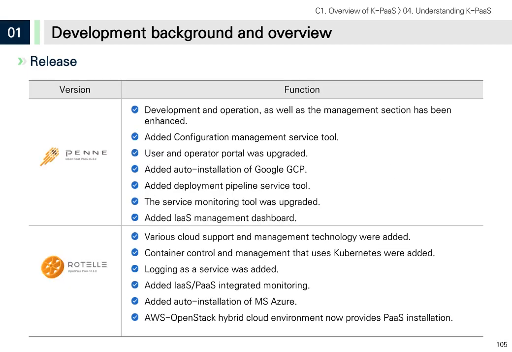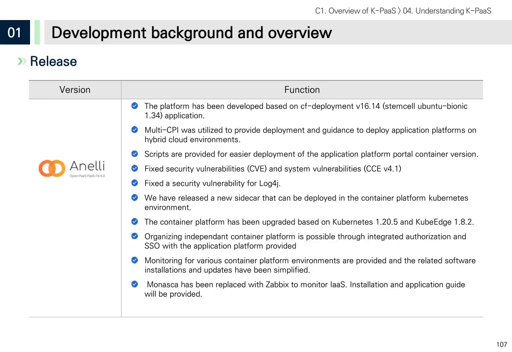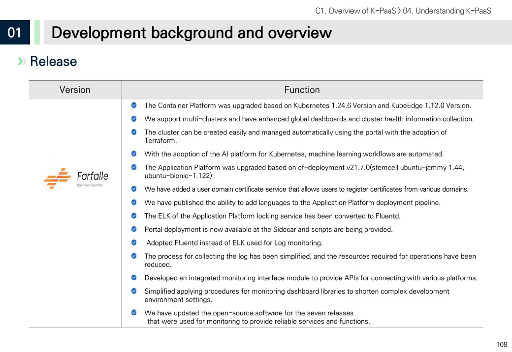The Penne version 3.0, released in 2017, and Rotelle version 4.0, updated in 2018. These are the features of 5.0 Ravioli, released in 2019, and Semini, version 5.5 of K-PaaS, released in 2021. The features of Anelli 6.0, released in 2022. Finally, there's version 6.5 of Farfalle, which is the most recent version in 2023. We'll take a closer look at the key features of each version in Part 2.